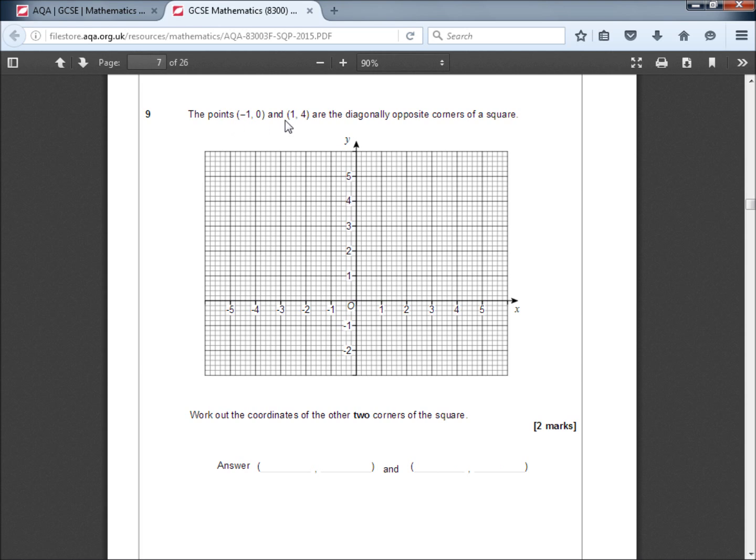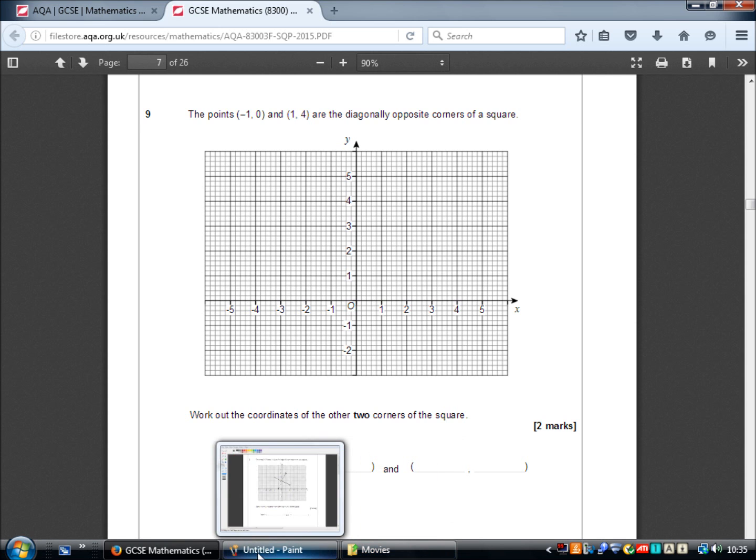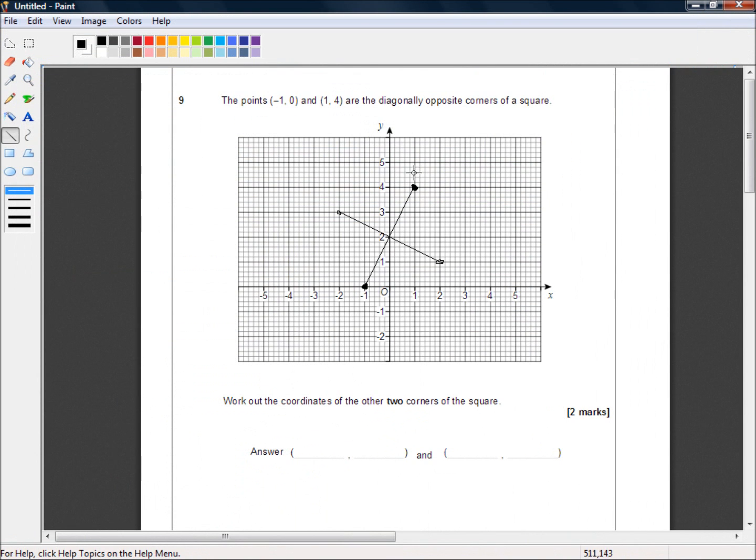So the first thing is to plot these 2 points. So -1 is along the x-axis. It's always x comma y. So it's -1 on the x-axis, which would be here, and 0 up the y-axis, so the point will actually be here. And then 1, 4, so that's 1 along the x-axis, and 4 up the y-axis, so the other point will be here. Now I've taken the liberty of already plotting these points and the answers. So it should look like this.